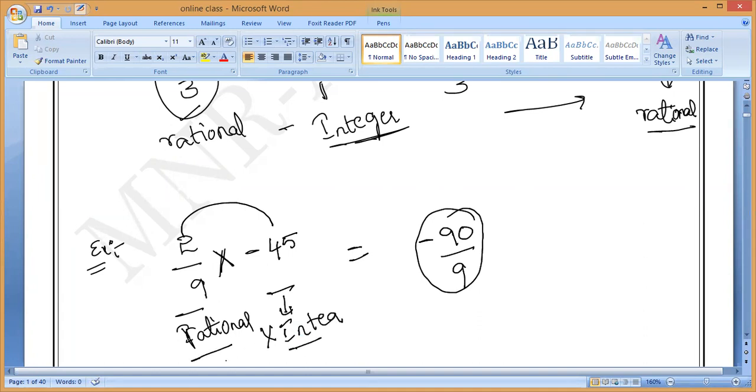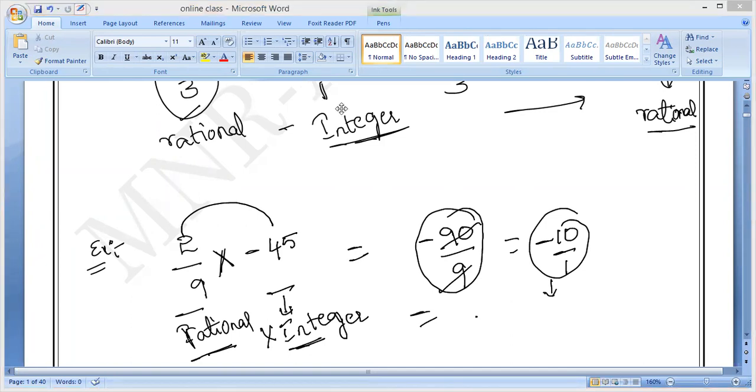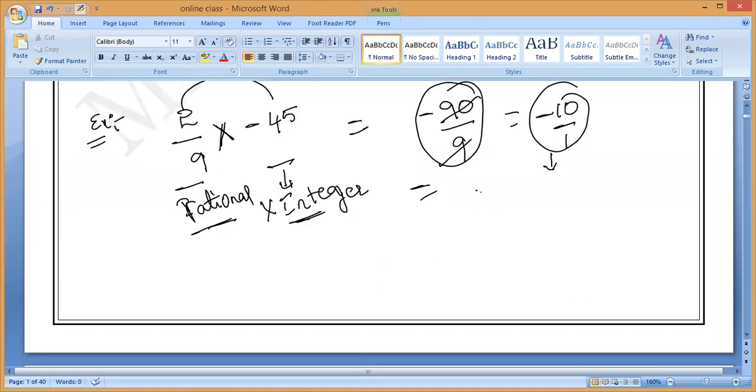A rational number multiplied with any integer. Ma'am, this can cancel. Okay, we can simplify also, we get minus 10. It means minus 10 by 1. It's a rational number, correct? We want only rational or irrational. Okay, speak now. If you multiply any integer with a rational number, what will we get again? Rational only. That is important.